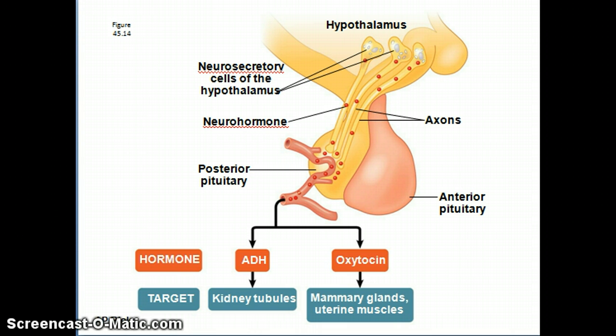So those are its targets. These neurohormones are actually produced by the hypothalamus, and they diffuse along these nerve axons into the posterior pituitary. And then the posterior pituitary is in charge of releasing those into the bloodstream, where they will then hit their target cells, either in the kidney, mammary glands, or uterus.